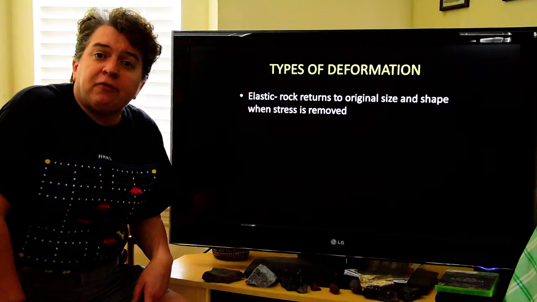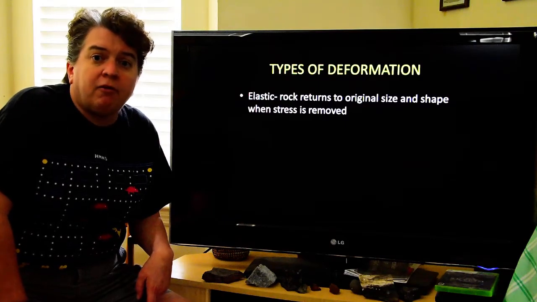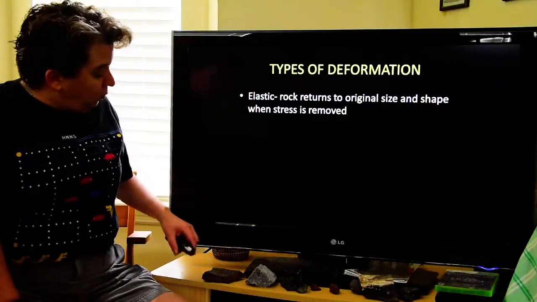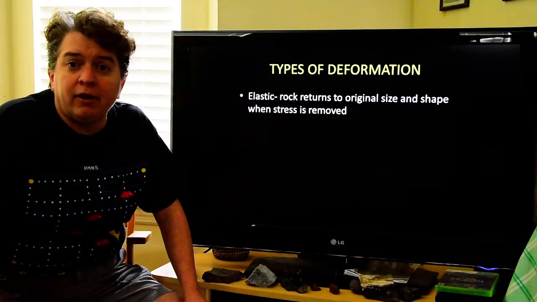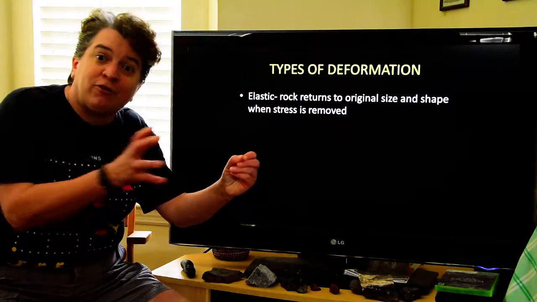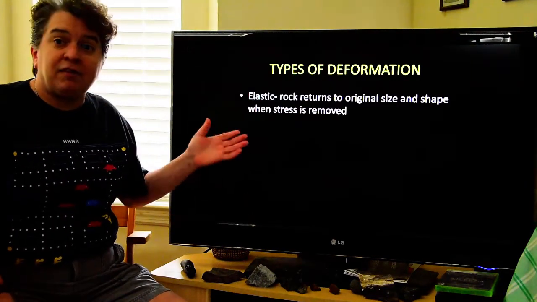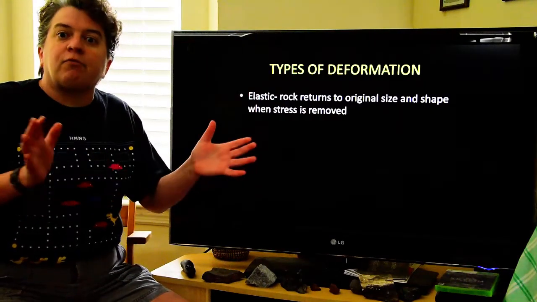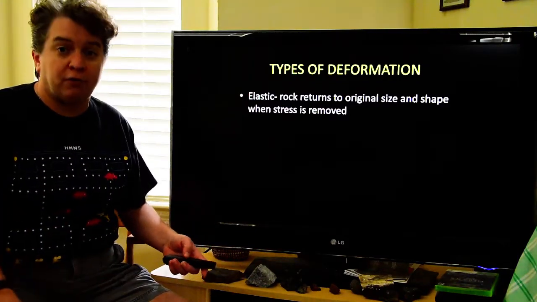Now, just like there's different kinds of stress, there's also different types of deformation that result from this. And one type of deformation is called elastic deformation. Remember in earthquakes where I had the rubber band and I pulled it and then it returned to its original size and shape when I let go? Well, that's elastic. Whatever was under stress returns to its original size and shape when we remove the stress.